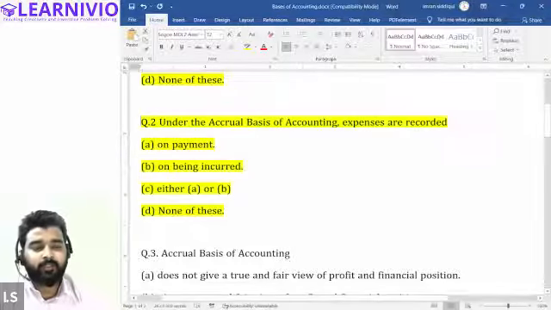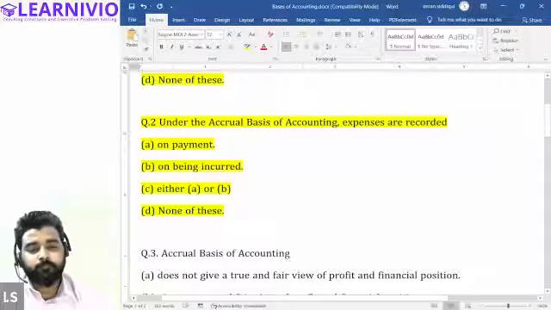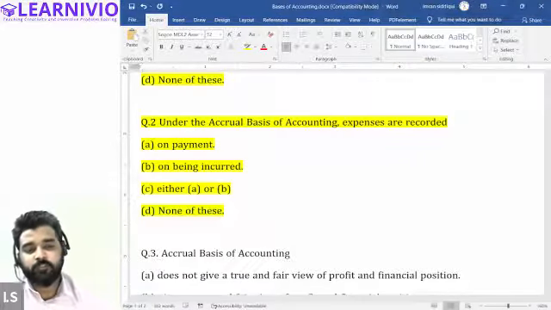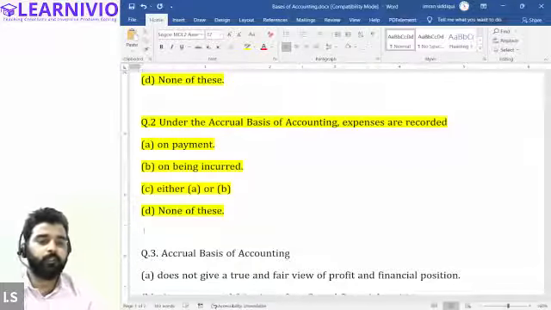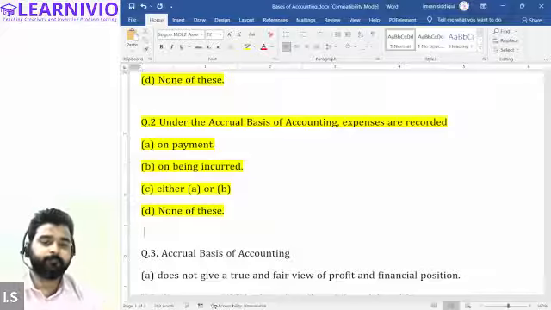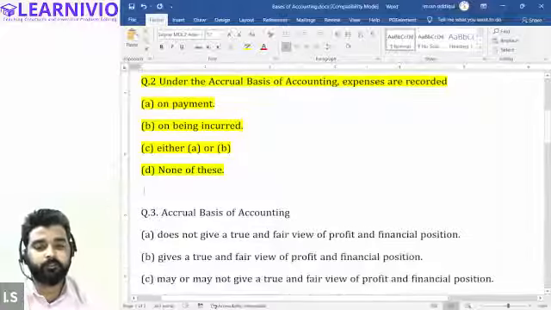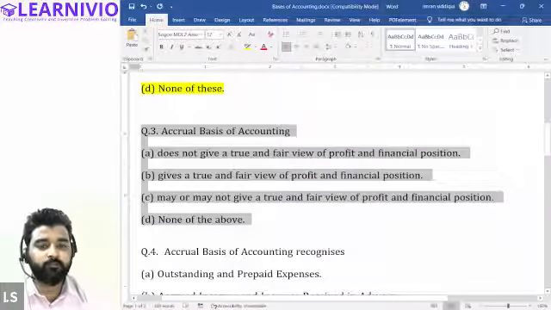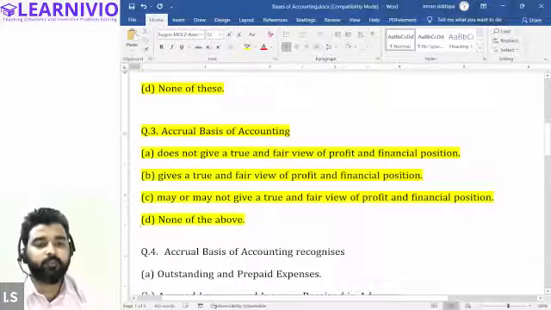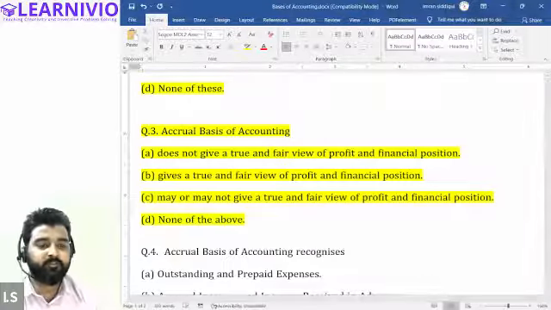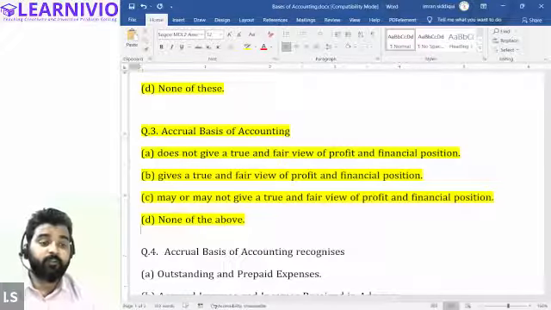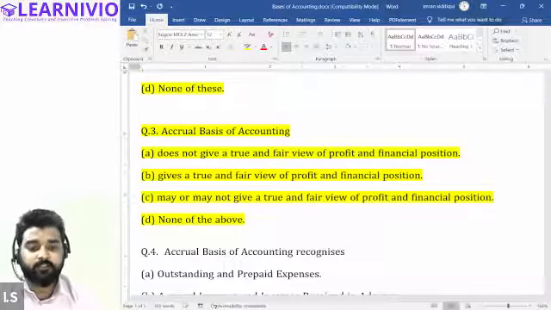Let's move to the second question. Under the accrual basis of accounting, expenses are recorded on payment, on being incurred, either A or B, or none of these. Halima, please answer this question first. Option B. Okay. Samiksha? Yes, on being incurred. Correct. Question number 3, accrual basis of accounting: option A does not give a true and fair view of the profit and financial position; B gives a true and fair view; C may or may not give a true and fair view; D none of the above. Halima will answer this first, then Samiksha.